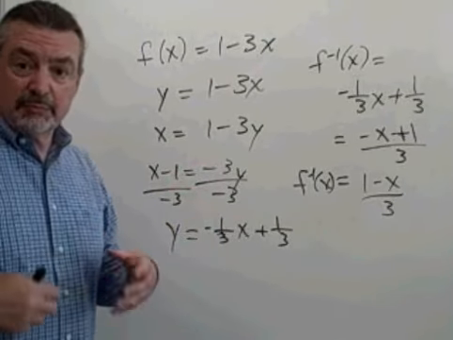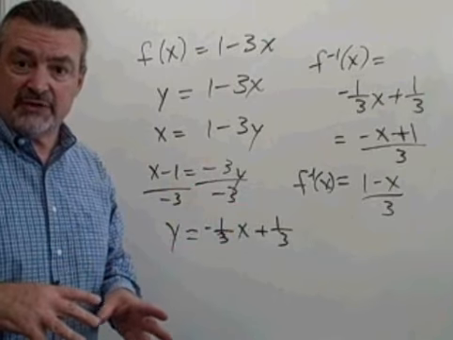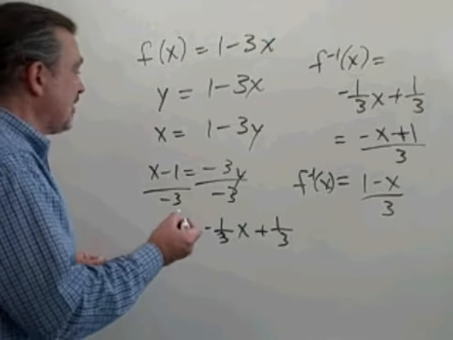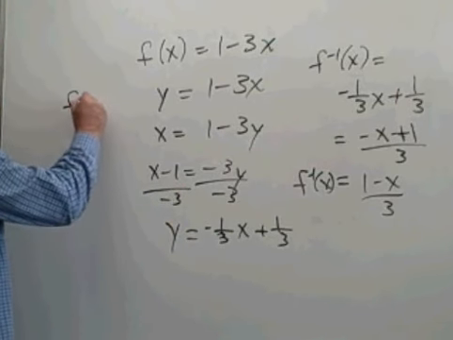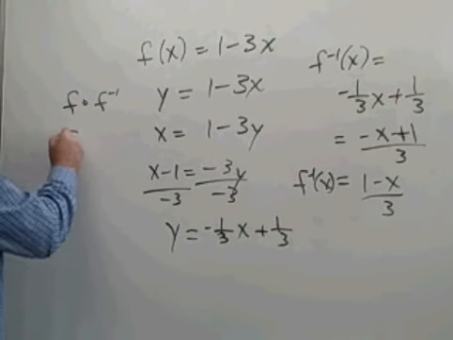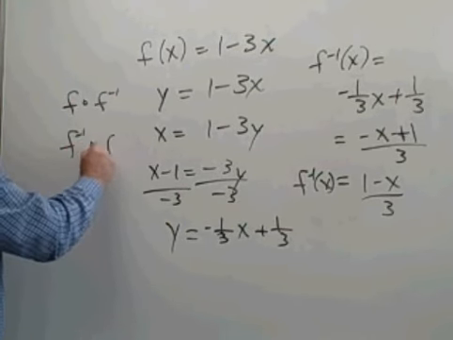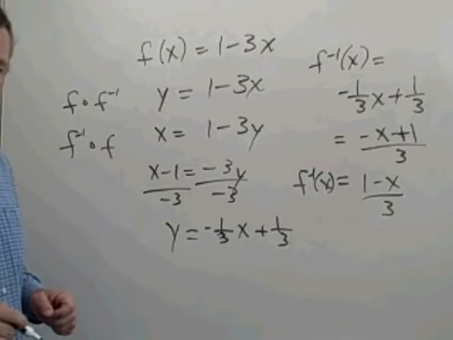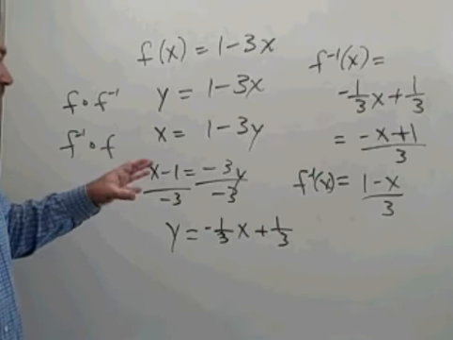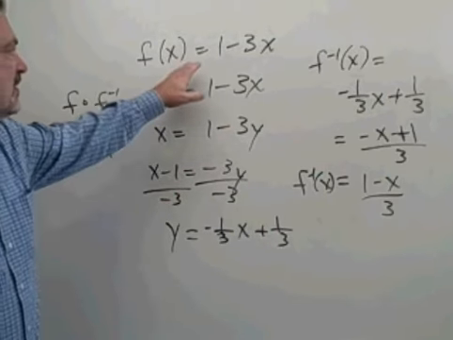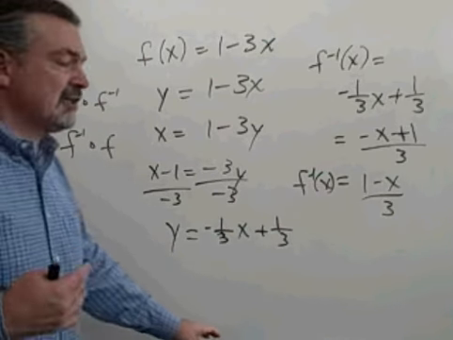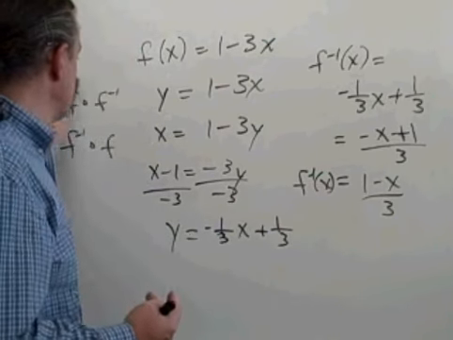And remember, to really prove that we have correctly found the inverse function, we would have to show that f composed with f inverse and f inverse composed with f both equaled x. If we show that, then we have proven that these are indeed inverse functions. Let's take a look at another function and find its inverse.